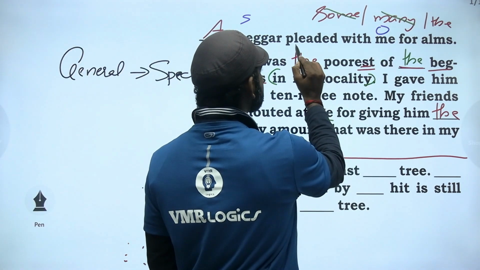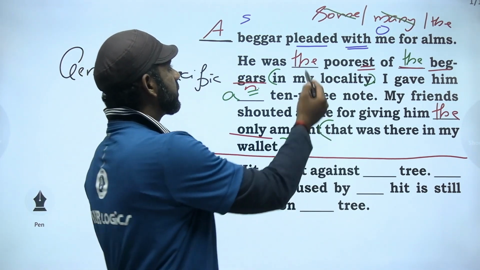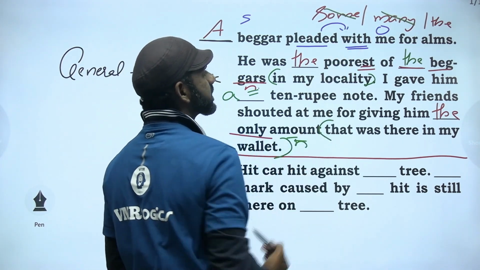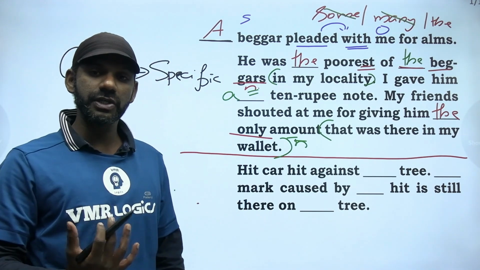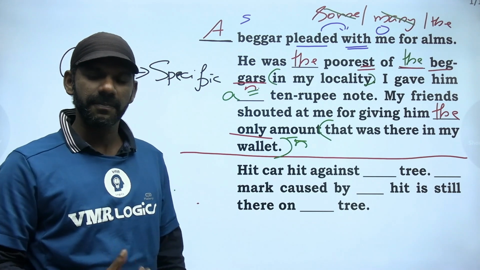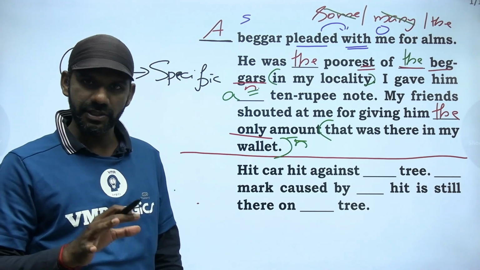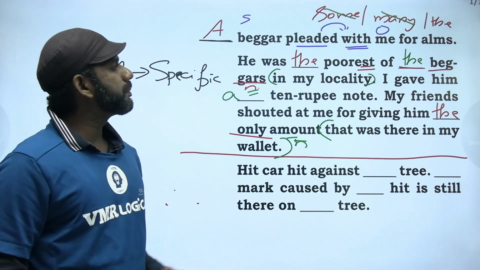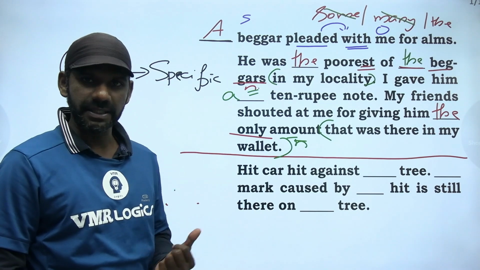Now, pleaded is a verb, with is a preposition. As you know, a verb followed by a preposition is termed as a phrase. So, pleaded with is a phrase here, and we should not divide the words in a phrase. If the words in a phrase are divided, the meaning of a sentence gets completely changed. Right? So, a beggar pleaded with me for alms. This sentence is in the active voice, simple past tense.